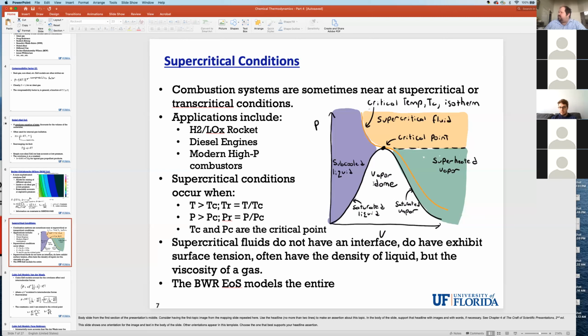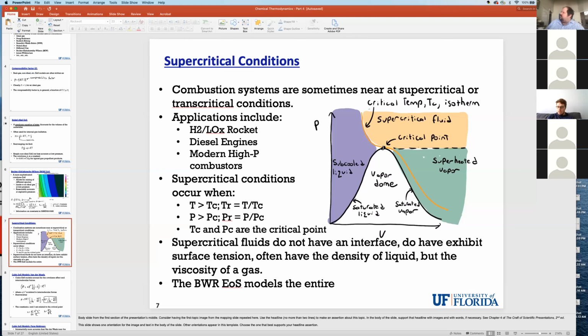Okay, now the pressures in traditional combustors are basically low, to where the fuel is normally in a subcooled liquid state, and the products and the oxidizer are in the superheated vapor state. Now, to increase efficiency, modern combustors are bumping the pressure higher and higher, and now the pressures are so high that, at least for some of the species, we need to consider that they're getting close to the critical point, and the critical point is the very top of the vapor dome.